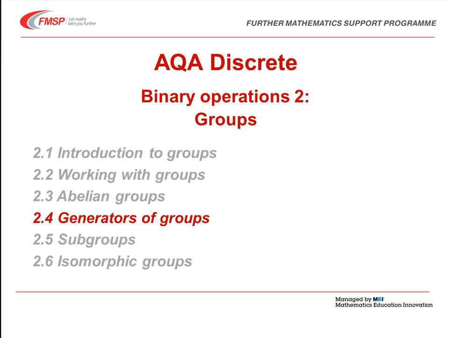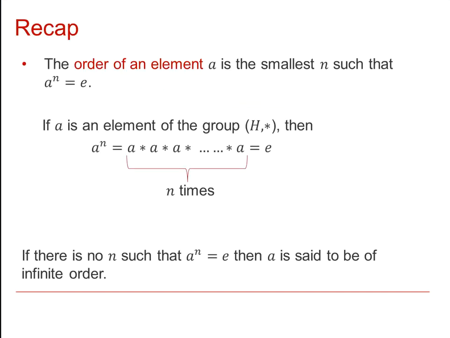This is a video for AQA Discrete Mathematics, Binary Operations, section 2.4, which is looking at the idea of generators of groups. We've seen in previous videos how we define the order of an element as being the smallest value of n such that a to the power n is equal to e, where e, of course, is the identity. And we're using that notation a to the n to mean that we're repeating the operation with a n times. If there's no such value of n, then we talk about the element as having infinite order.